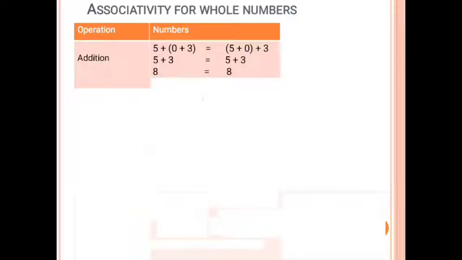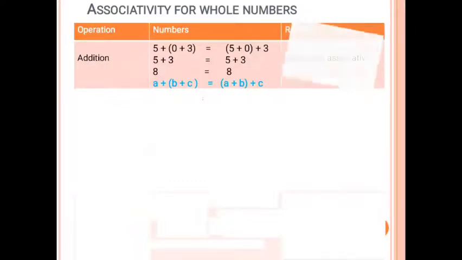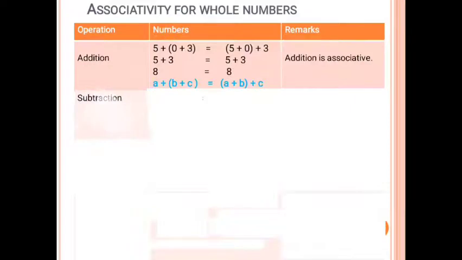So in general, if we consider the three numbers as A, B and C, we can write it as A plus (B plus C) equals (A plus B) plus C. Therefore, addition is associative. Now let's check associativity for whole numbers for the subtraction operation.